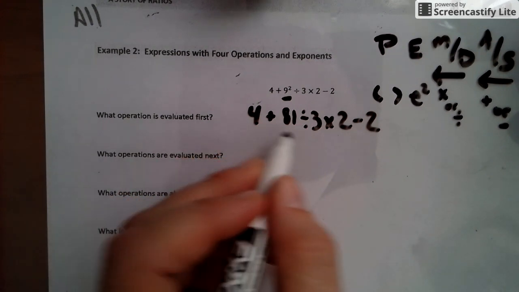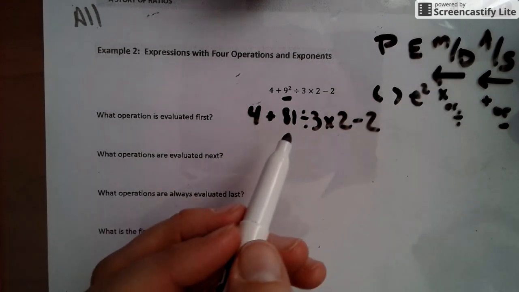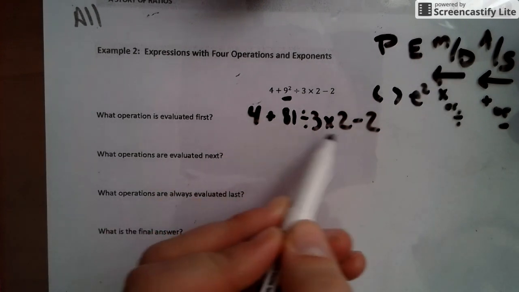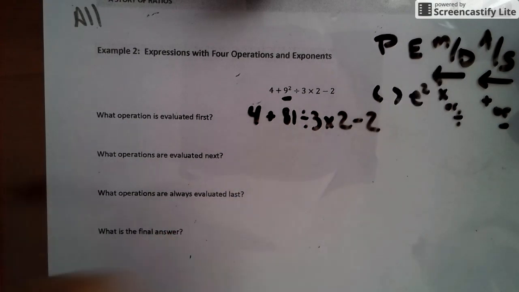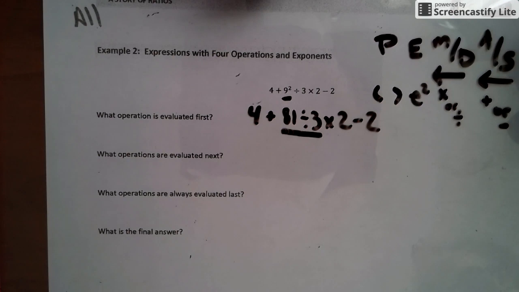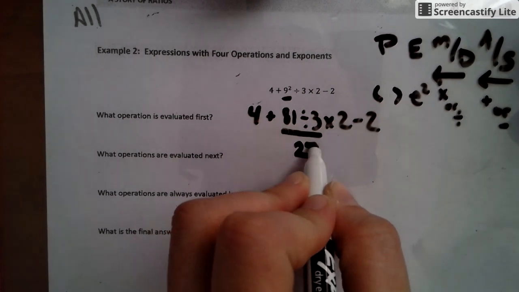So then we ask ourselves, are there any more exponents? No. Is there multiplication or division? Yes, I see both. I see division and multiplication. Out of those two operations, which one's closest to the left? So that would be division. So we look at 81 and we say, hey, what is 81 divided by 3? And you would take that math to the side of your paper and you would realize that that is 27.